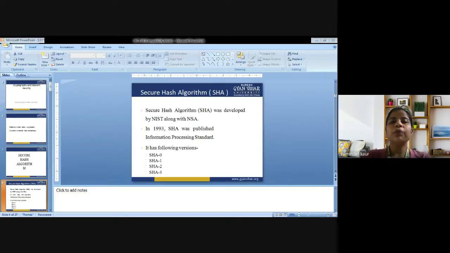A small change to a message should change the hash value so extensively that the new hash value appears uncorrelated with the old hash value. That is the avalanche effect. Cryptographic hash functions have many information security applications, notably in digital signatures, message authentication codes, and other forms of authentication. They can also be used as ordinary hash functions to index data in hash tables, for fingerprinting, to detect duplicate data or uniquely identify files, and as checksums to detect accidental data corruption.